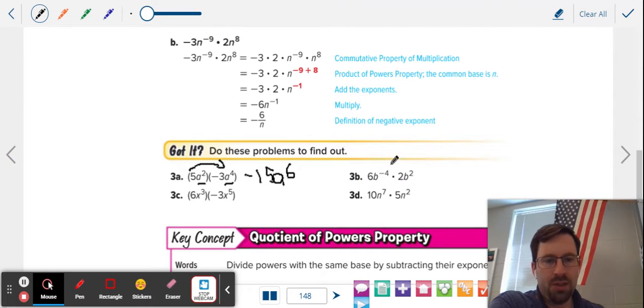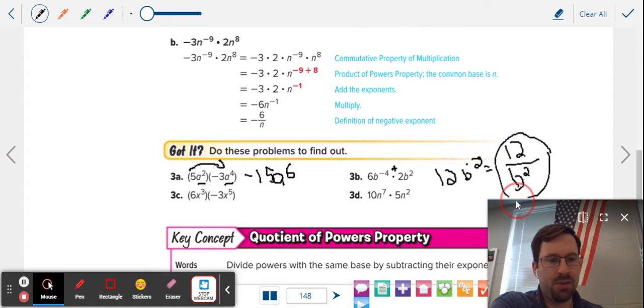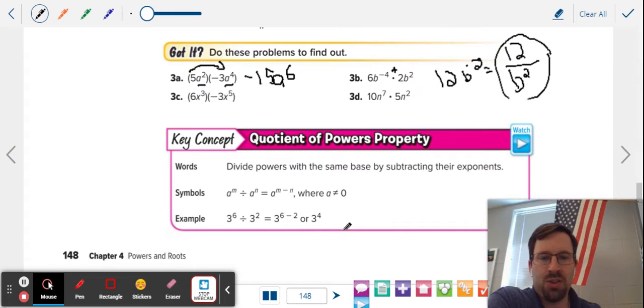What do you do if there's negative variables in there? 6 times 2 is 12. Negative 4 plus 2 is negative 2. Now, remember, you can't have that negative variable in there, so we've got to convert it. Leave the 12 alone because it's not part of the negative exponent. What is part of the negative exponent? B squared. So 12 over b squared is the best way to write that. Nothing new there. That's all the same. So we're going to keep on rolling.